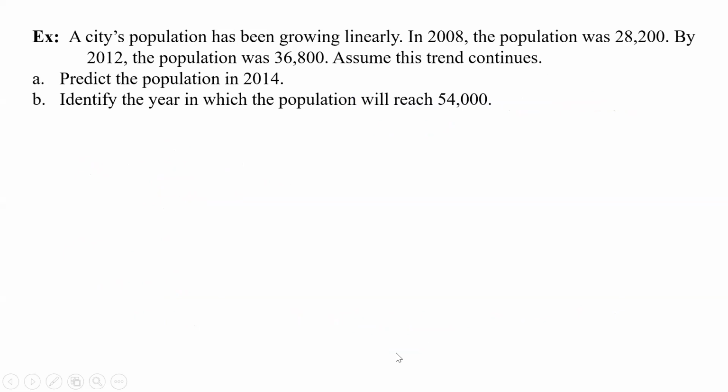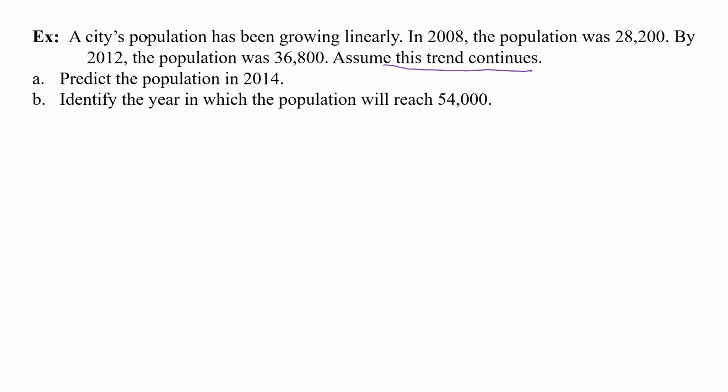Well, let's do another one. Here it says a city's population has been growing linearly. In 2008, the population was 28,200. By 2012, the population was 36,800. Now, assume this trend continues. So that means we're assuming every year past 2012, it's just going to keep doing the same thing, moving up every year by the same amount per period of time.